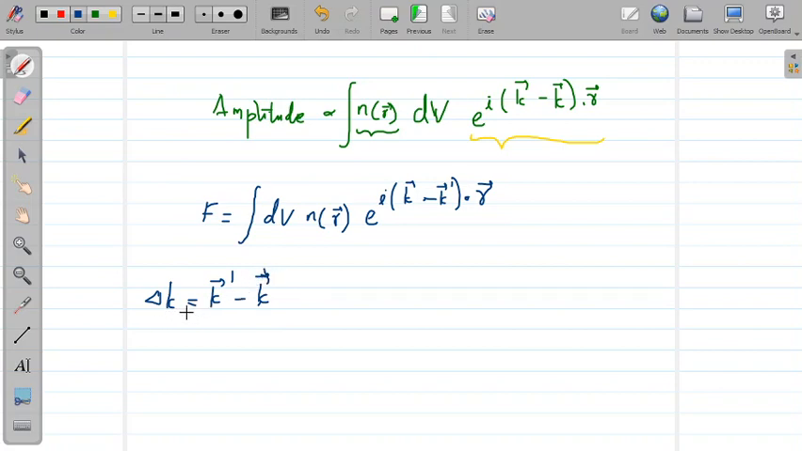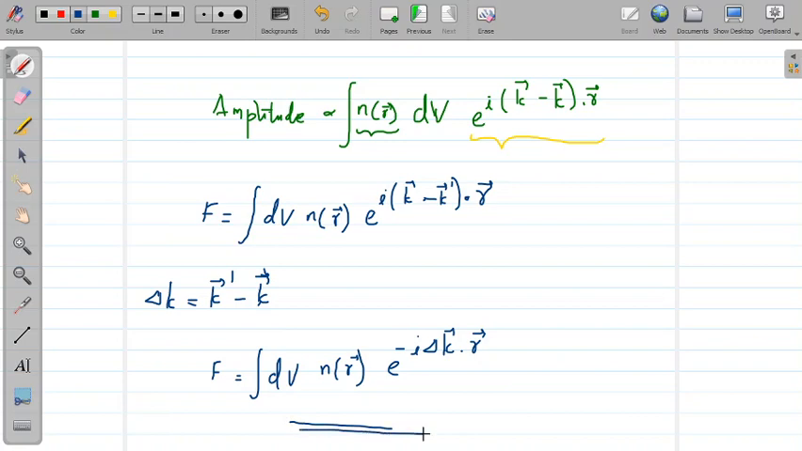So if we do this substitution into this equation for the scattering amplitude, we can obtain f equal to the integral dV n of r bar into exponential minus i delta k bar dot r bar. So this is the equation for scattering amplitude from a crystal.